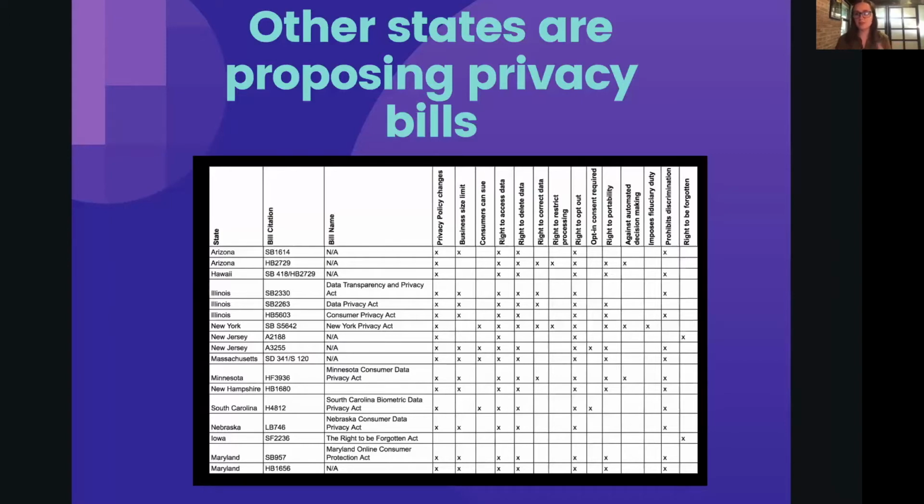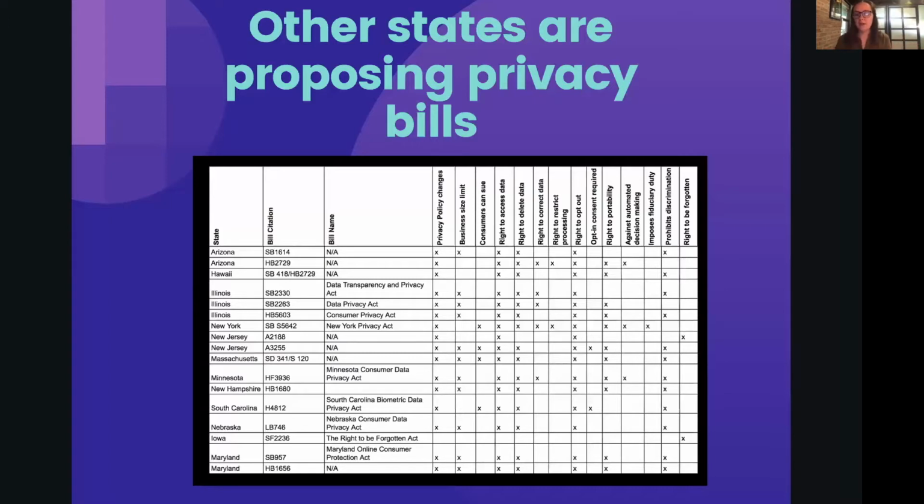Consumers can sue businesses directly, which usually means there are going to be a lot more lawsuits if that's the case. A lot of these laws allow consumers to access the data that you hold on them, to delete their data, and to correct data that's not correct. Restrict processing means that you could use data for certain purposes, but not for others. So for example, you could use their payment information to process a payment, but you couldn't use their billing information to send them newsletters or something like that.